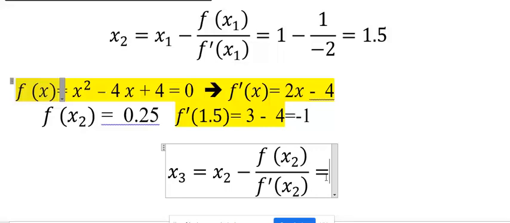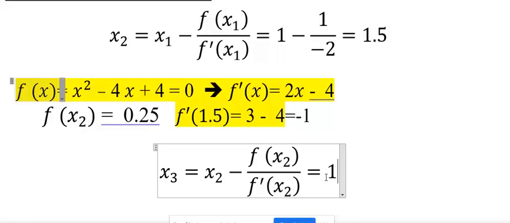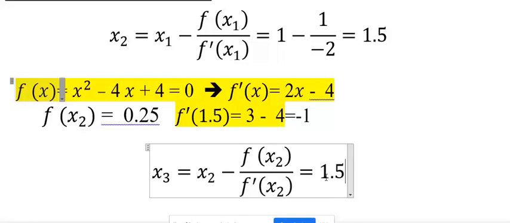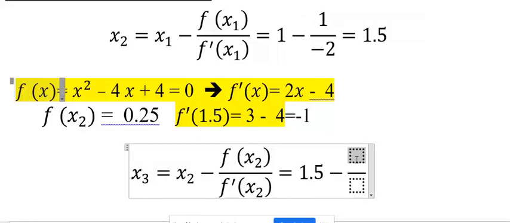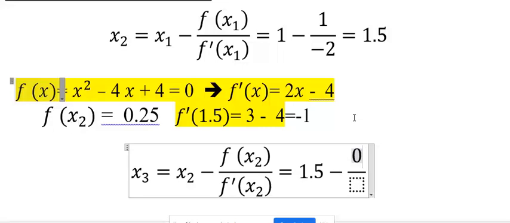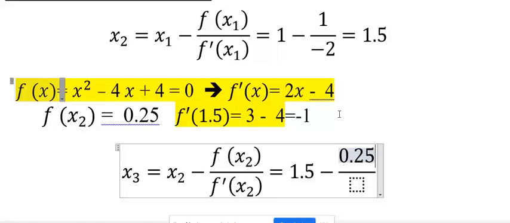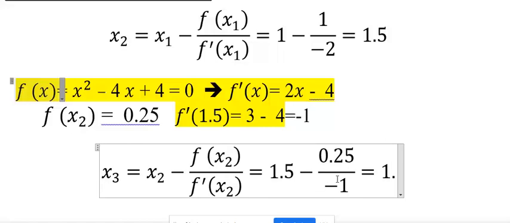What is x2? 1.5 minus. We want a fraction. Please give me a fraction. Quarter, 0.25. And we have down minus 1. So we have 1.5 plus 0.25. The result is 1.75.